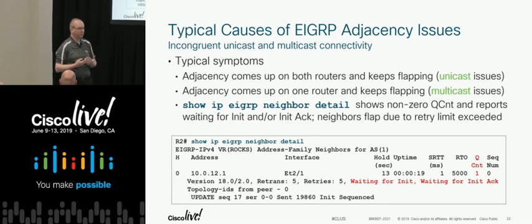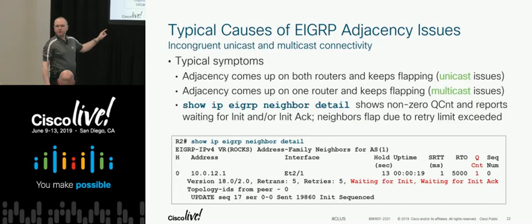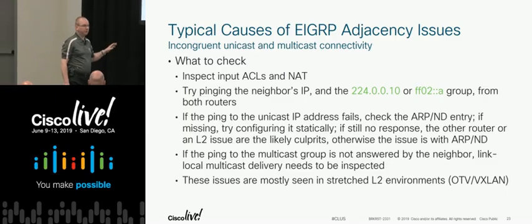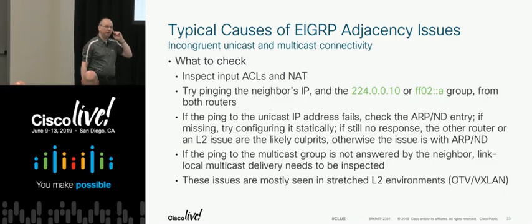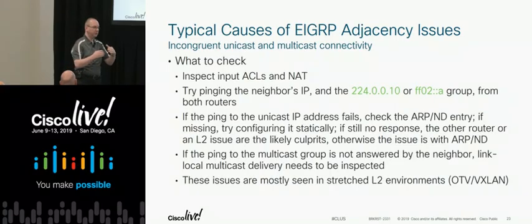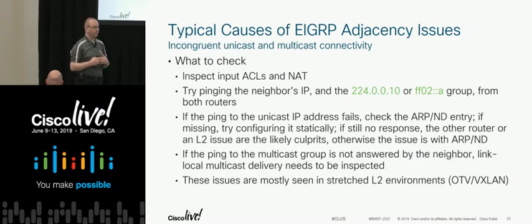It's about putting things into perspective. What you should be checking in this case, check the input ACLs on the interfaces, because it's so easy to forget that EIGRP is not fully multicast based. It also uses unicast. So if you do ACLs, keep in mind that you need to allow EIGRP both for multicast and unicast communication.